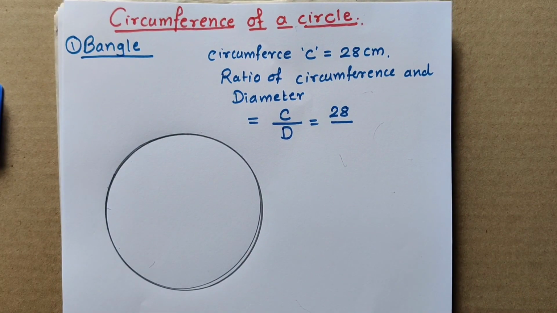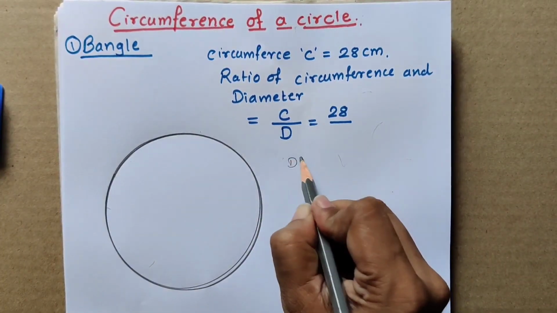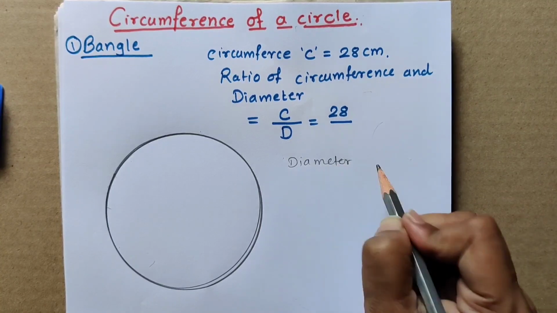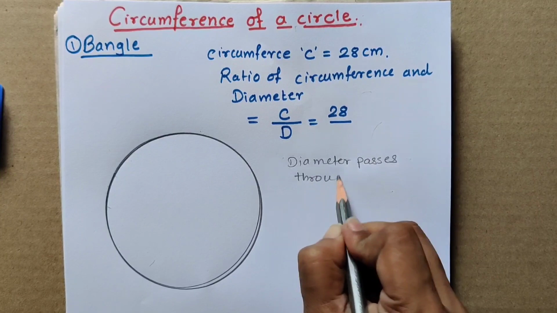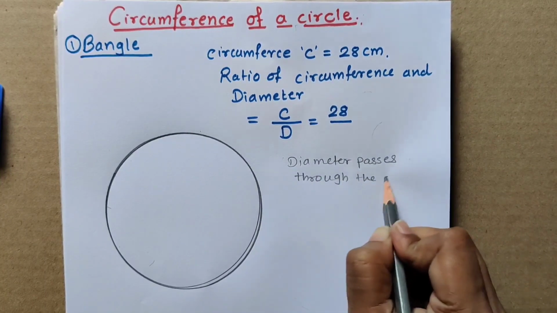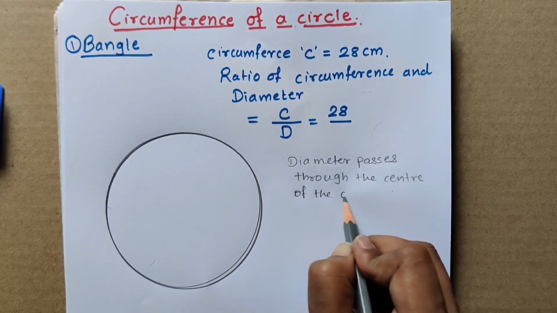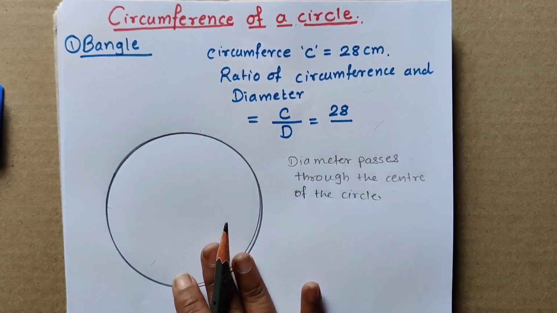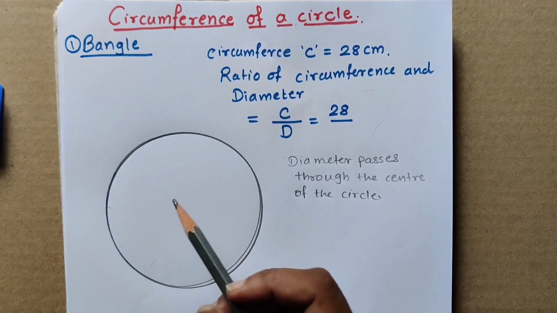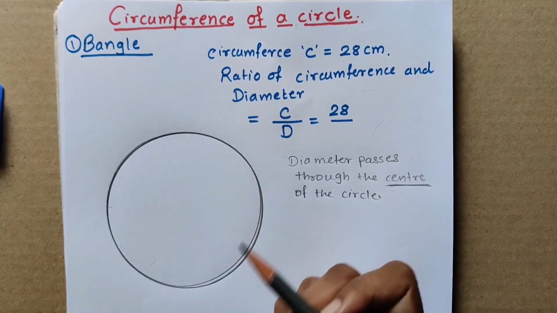In such type of circle it has become difficult to draw the diameter, because we all know diameter is a segment which passes through the center of the circle. We all know that. So in this circle it has become difficult to draw the diameter, because it has become difficult to locate the central point of the circle. We all know the central point we require to draw the diameter.